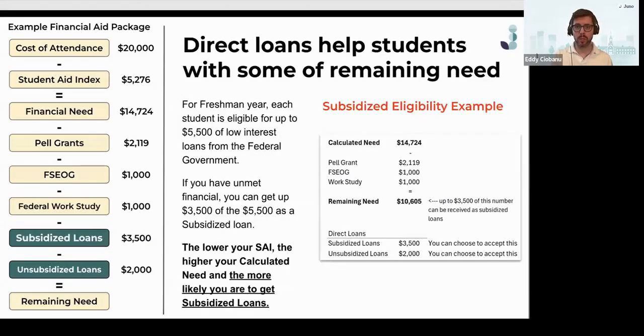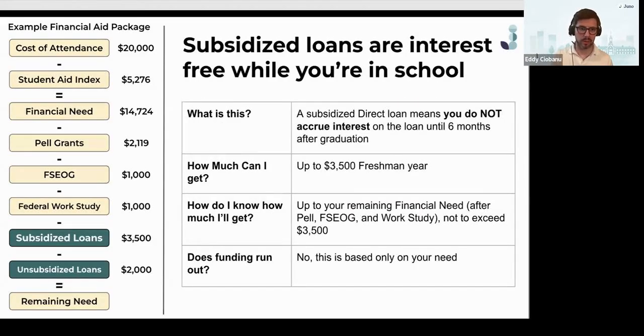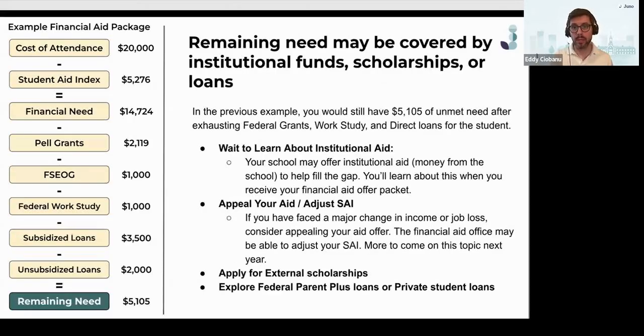And then we talked about direct loans as well. The direct and the subsidized and the unsubsidized loan. And so once we think about all of those factors, we get to that final remaining need number. That would be, in this example, $5,100. Schools may also have additional institutional aid to help fill the gap.